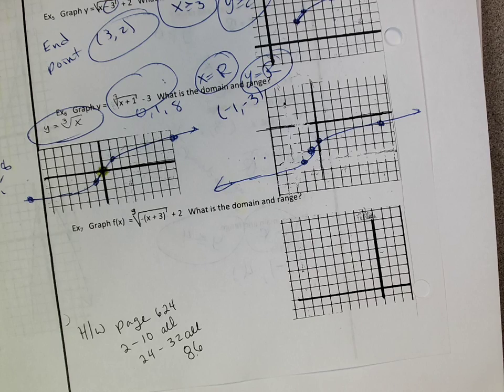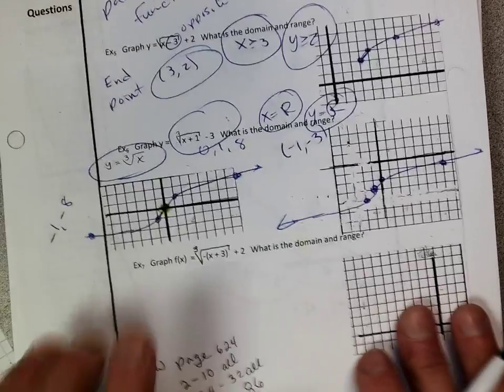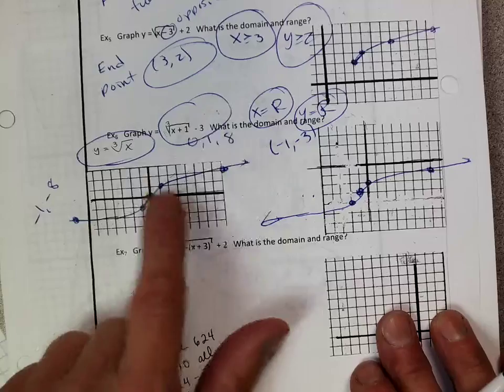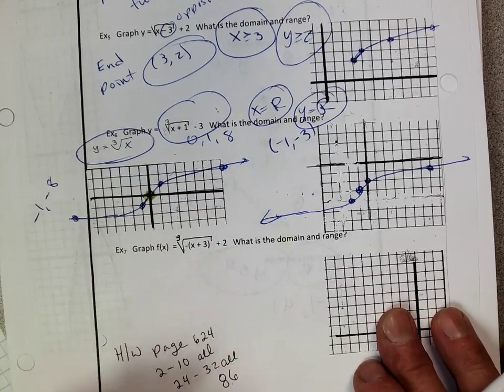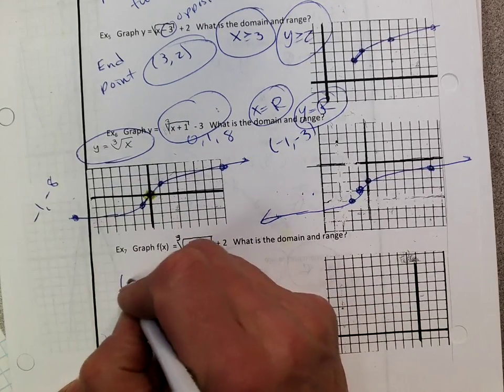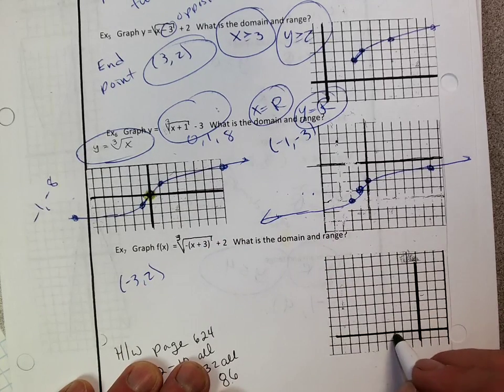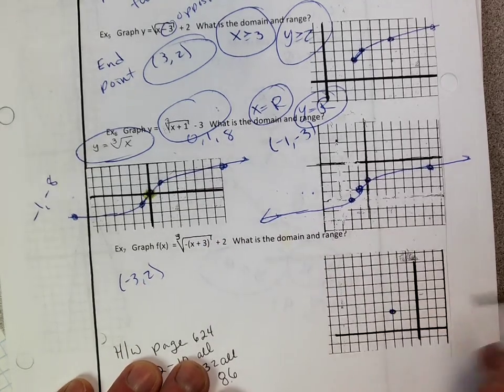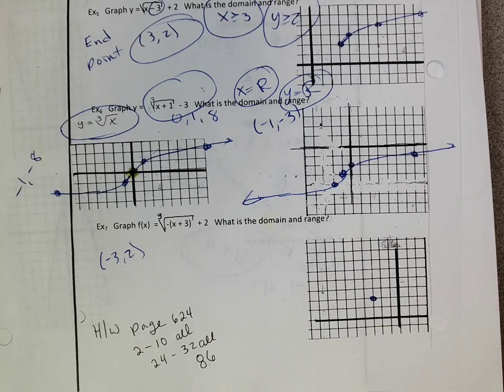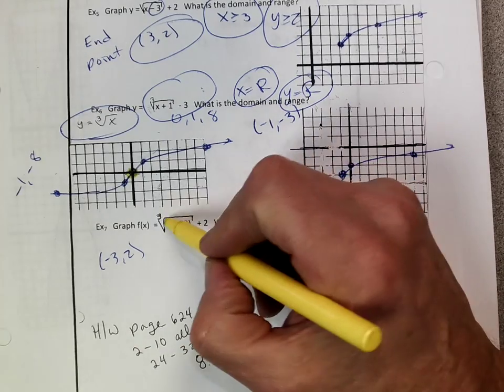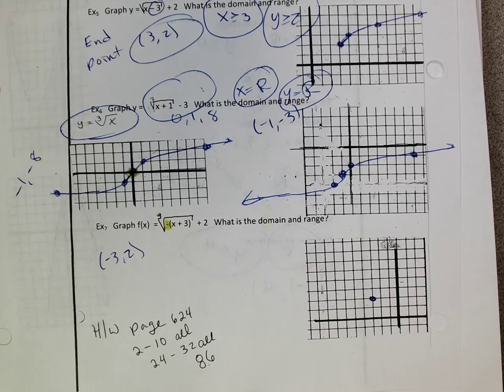All right, last but not least. So again, this is our parent function. What we want to do with this is our inflection point is going to be at negative 3, 2. So let's find that. Negative 3, 2, all right? Now, the negative is on the inside. When the negative's on the outside, we flip it over the x. When the negative's on the inside, we flip it over the y.